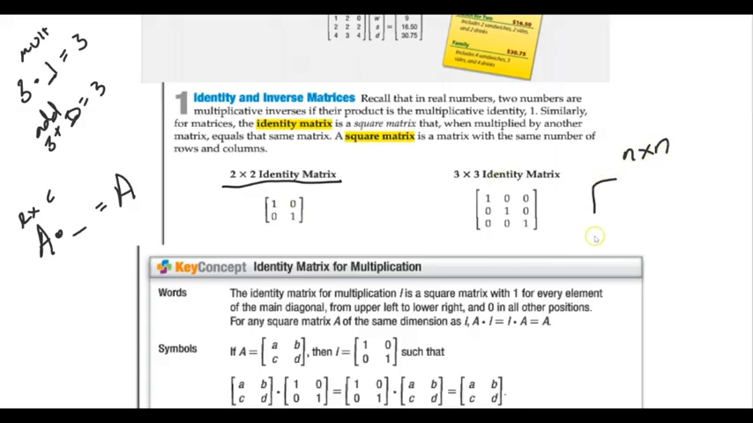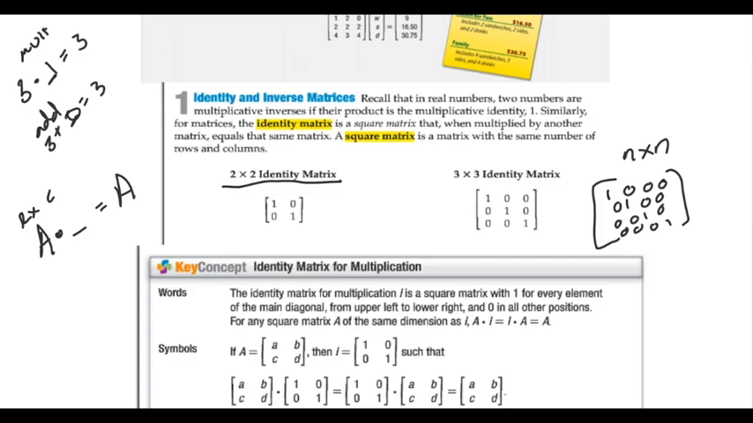When you do an identity matrix, all you do is put 1 on the diagonal and everything else 0. A 4 by 4 would look like this. Just have that one diagonal of 1s and everything else is 0. That's an identity matrix. You multiply by that and you get the exact same thing back.